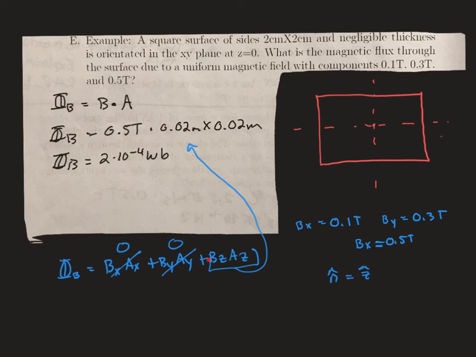So I'm going to take the z component of the magnetic field times the z component of the area, which is the entire area essentially. So I'm going to take 0.5 Teslas, and I converted my 2 centimeters into meters, so 0.02 meters times 0.02 meters, and it gives me a magnetic flux of 2 times 10⁻⁴ Webers.